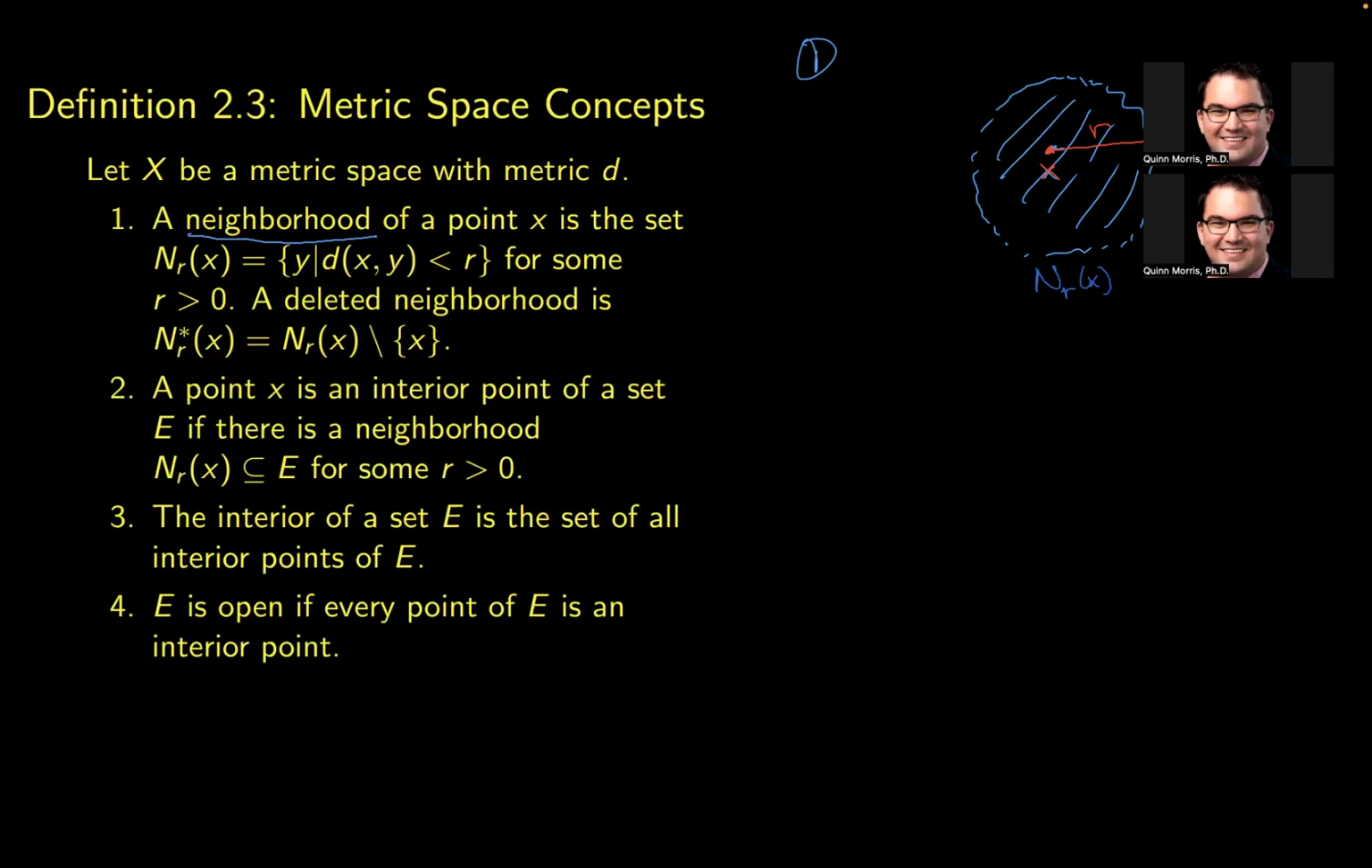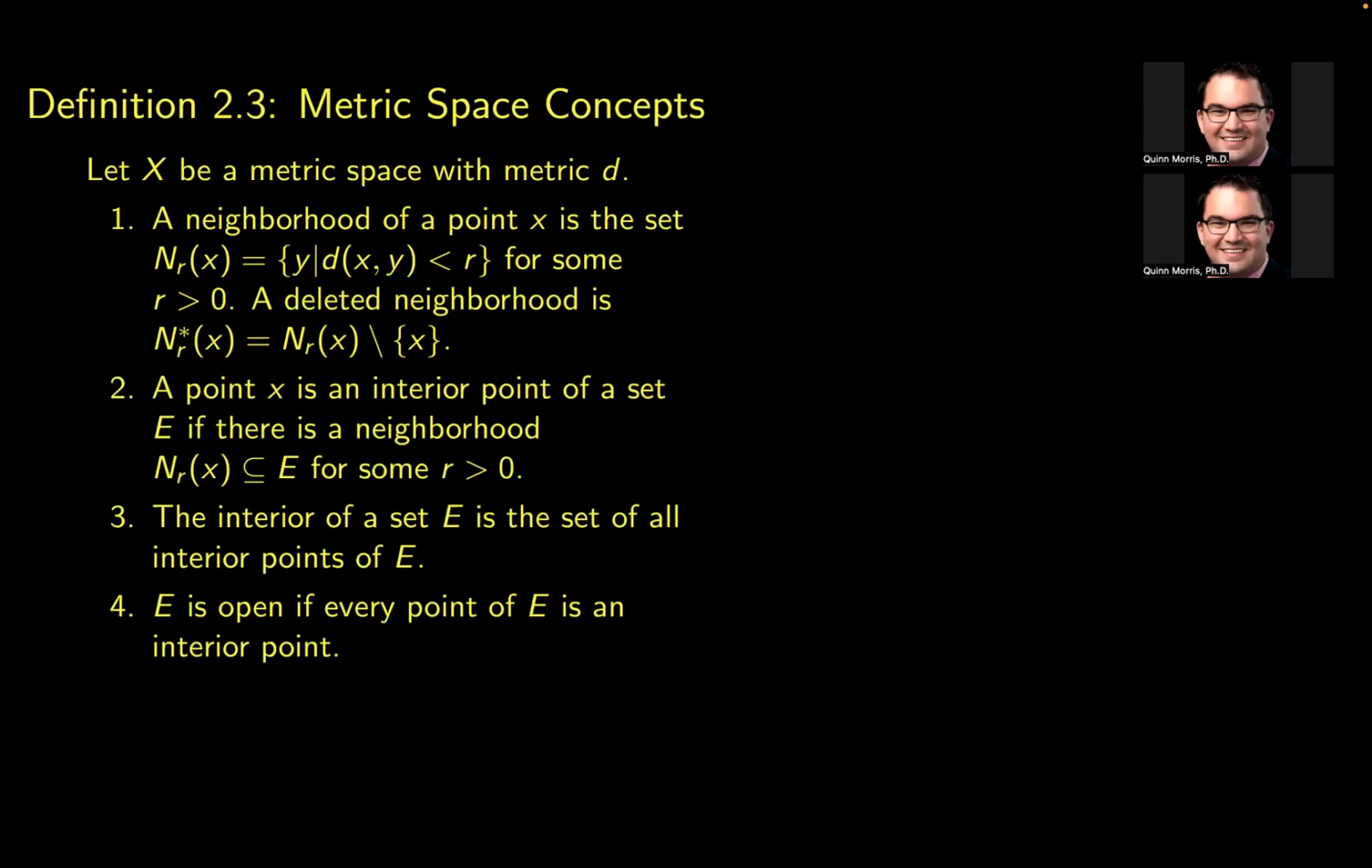Now, the reason we want to define a neighborhood really is because we want to be able to define things called interior points. So a point X is an interior point of a set E if there is some neighborhood N sub r of X that is a subset of E. Okay, so let's clear our picture here and look at this.